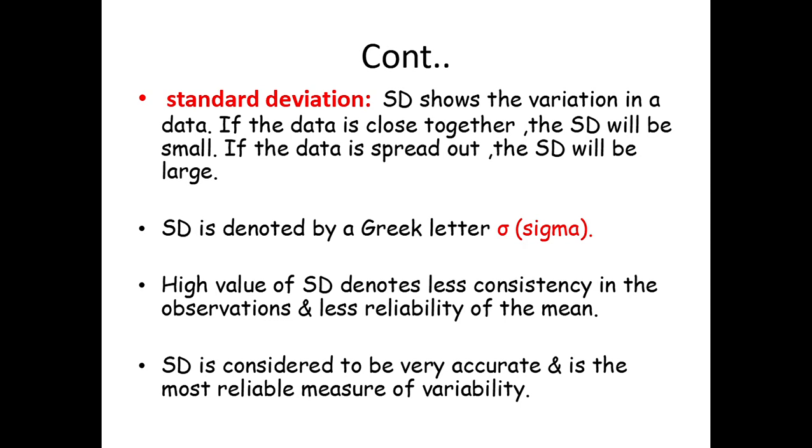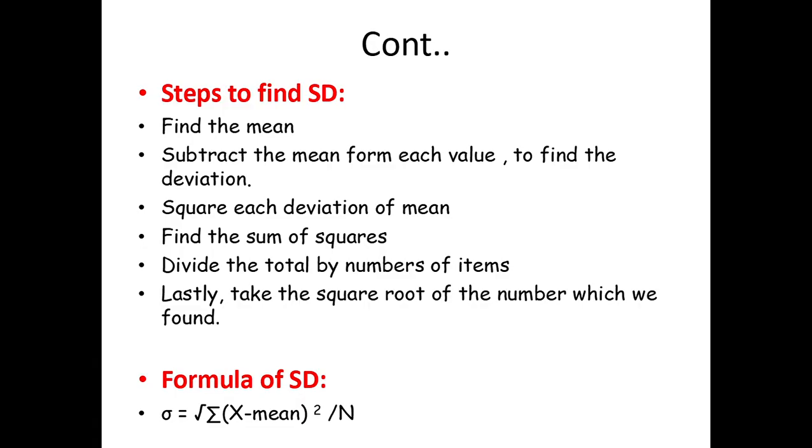A high value of standard deviation denotes less consistency in the observations and less reliability of the mean. So standard deviation is considered to be very accurate and is the most reliable measure of variability. Then, the steps to find standard deviation.